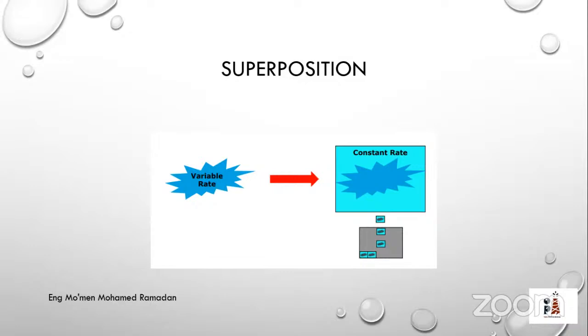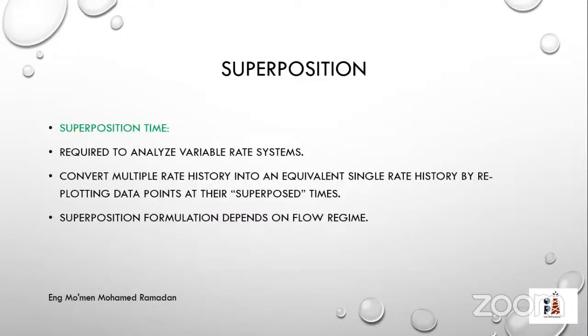In reality, this rarely happens. The well is not producing with a constant rate. So what is the solution if we have variable rate, like I'm saying that we have in reality? Here comes the superposition. The superposition time is required to analyze the variable rate systems, which you find in reality actually. It is hard in reality to find a constant rate producing well.